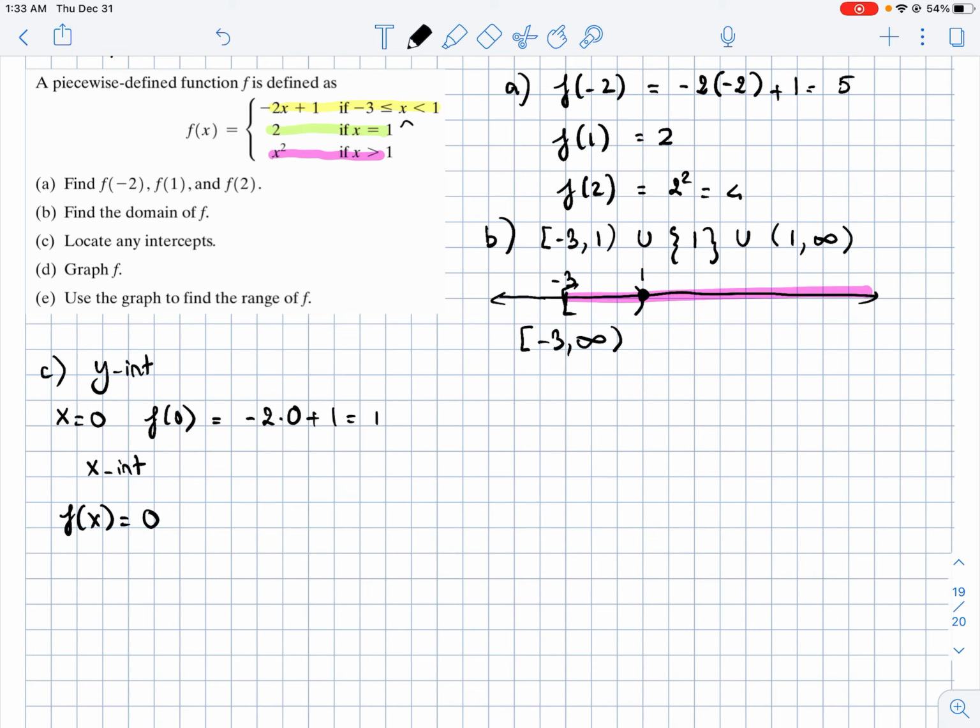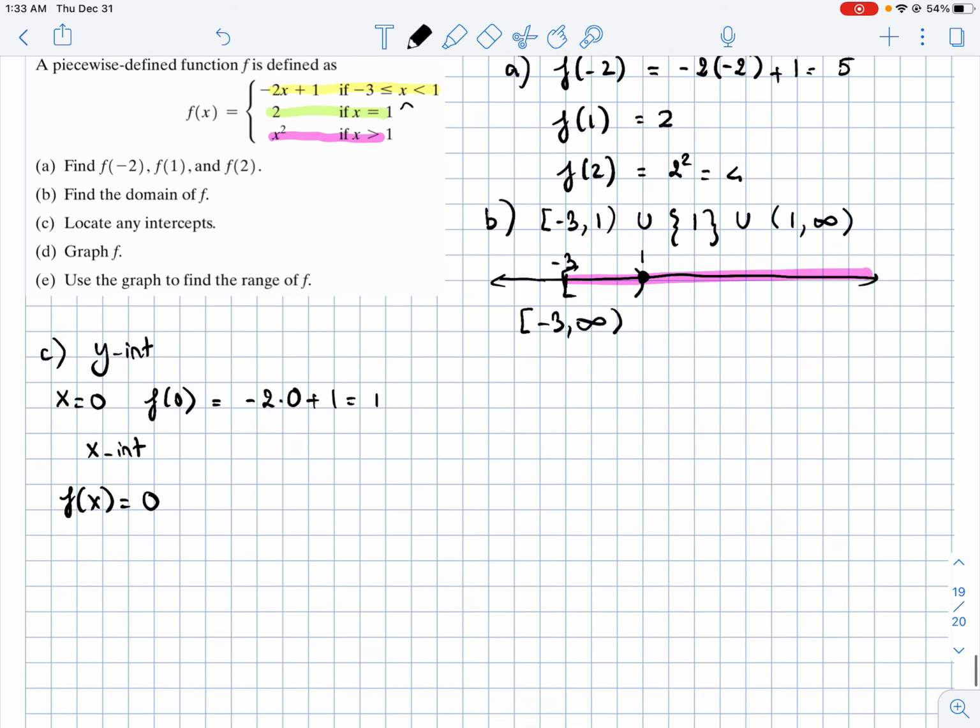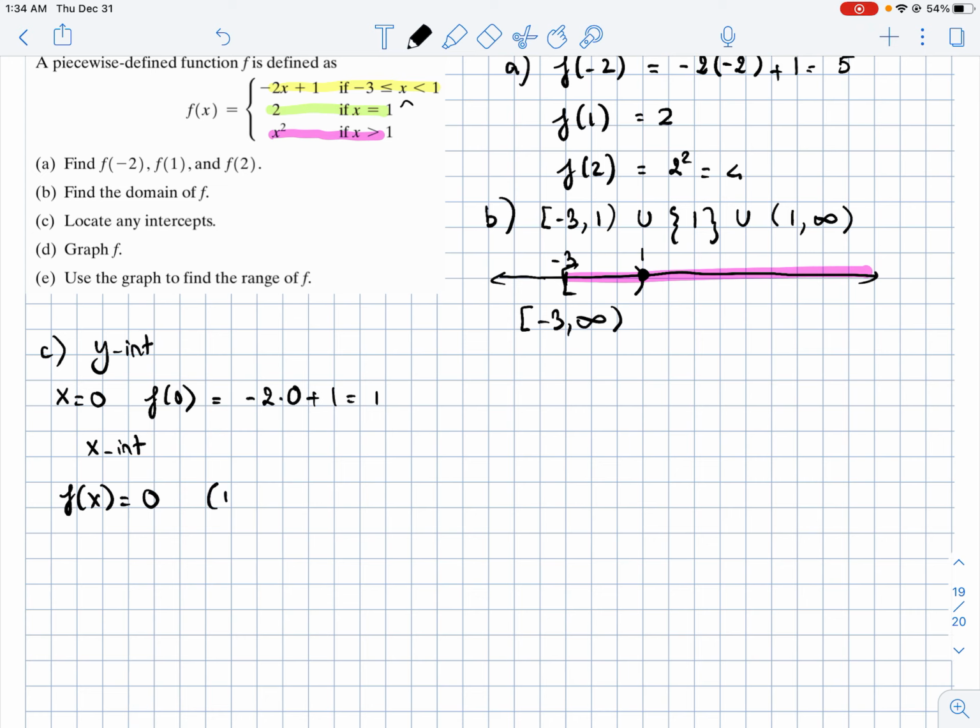The x-intercept, so f of x equal to 0, which is y equal to 0. That is f of x equal to 0. So this is the same thing as y equal to 0. So we look at the 3 pieces. We're going to set each piece equal to 0. You can see that the middle piece doesn't work because 2 equal to 0 is a false statement.